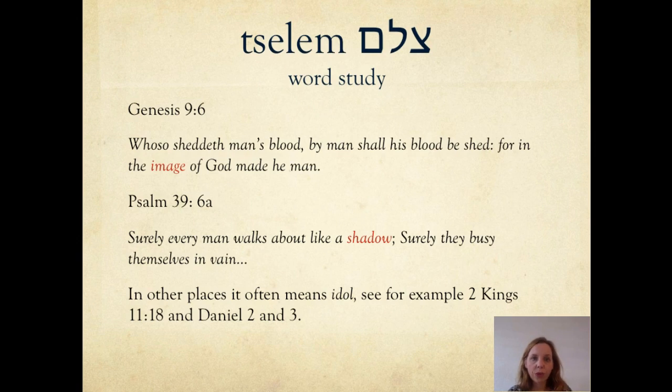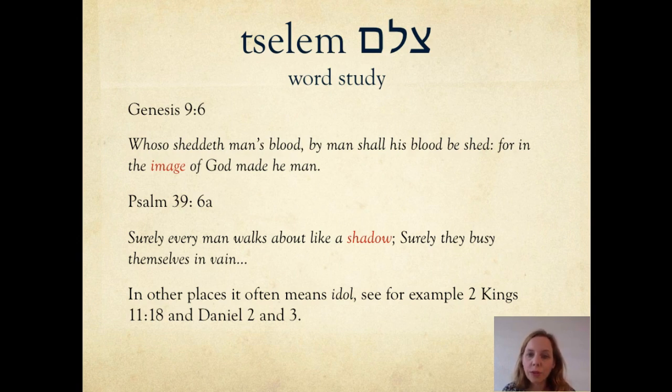Genesis 9 verse 6. Whoso sheddeth man's blood, by man shall his blood be shed, for in the image of God made he man. Why are men not allowed to kill each other? Because when we kill another human being, we are killing the image of God in them. That's the reason that is given in Genesis 9 verse 6.